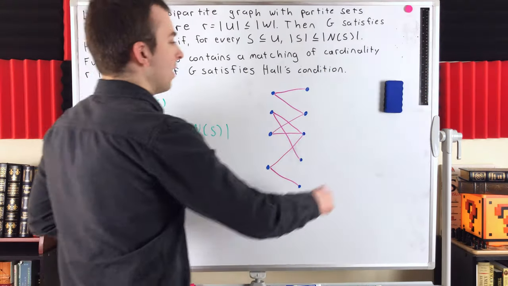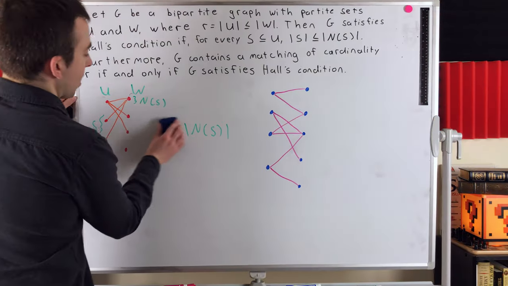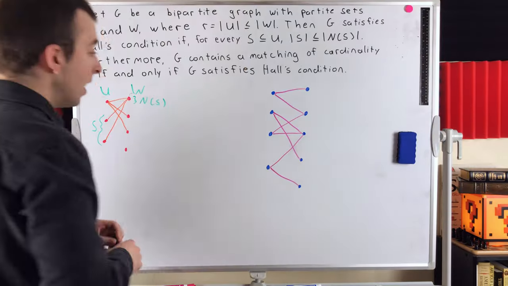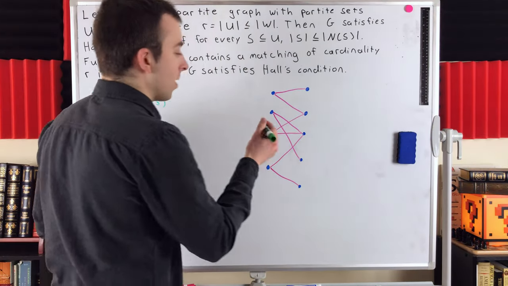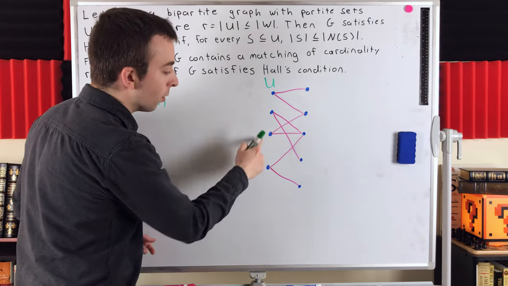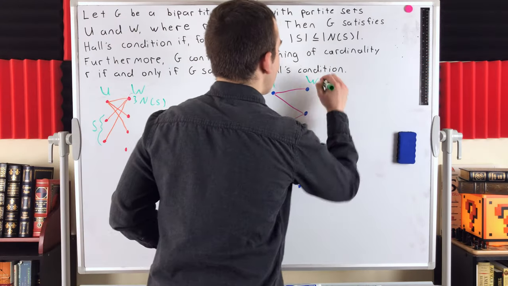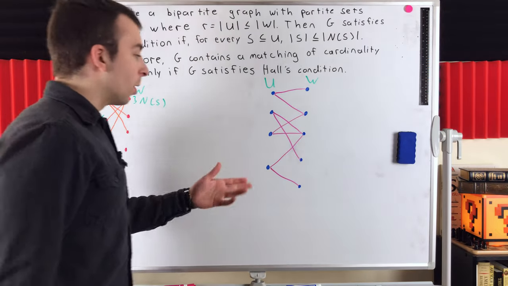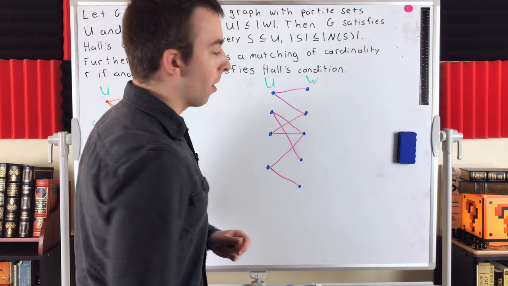Now let's take a look at this other bipartite graph over here. I'll just erase that so the board's got a little more space. Again, let's identify our partite sets. This one here is U. It's the smaller partite set with 4 vertices. This is the bigger partite set with 5 vertices. Let's take a look at a couple subsets of the smaller partite set.